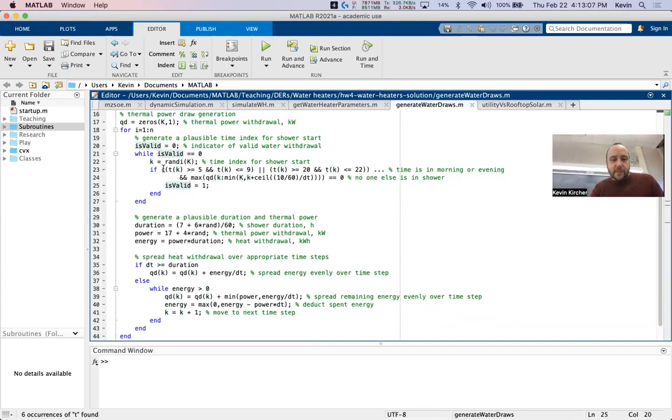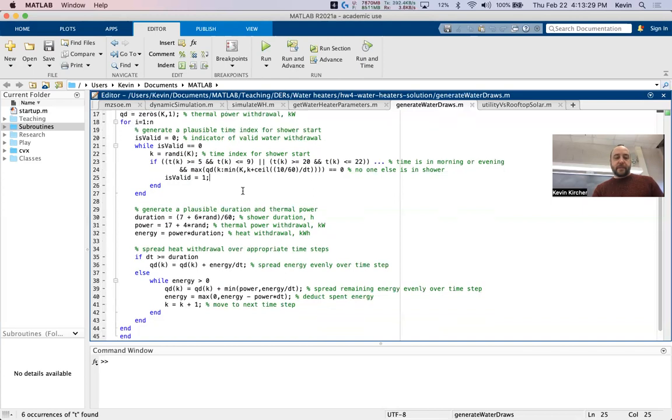And then this scrambled up looking piece of code here, all this really says is, is the hour associated with the water draw between 5 a.m. and 9 a.m.? So is it a morning water draw? Or is it between 20 and 22? So I guess that's 8 and 10 p.m., so an evening water draw. If it is, I say, okay, that's valid, I'll keep it. If it's not, I throw it away and try again.